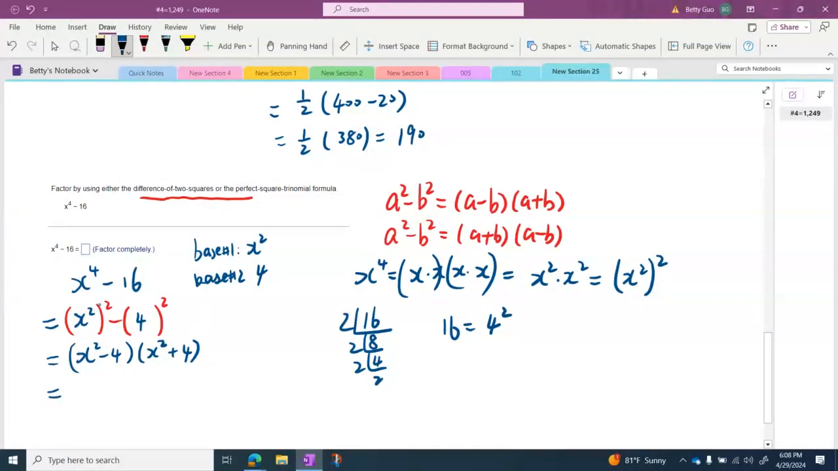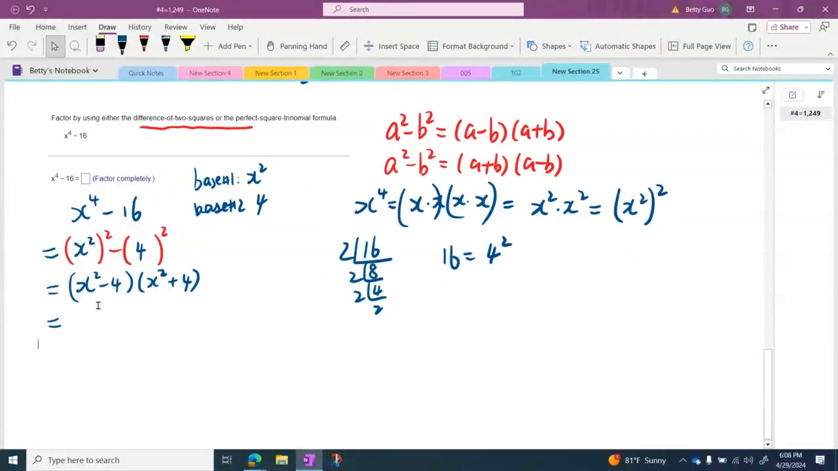And look at the two binomials in the parentheses. If you stop here, you don't get a point, because even though the steps are correct, your factorization is not complete, because x squared minus 4 is factorable.